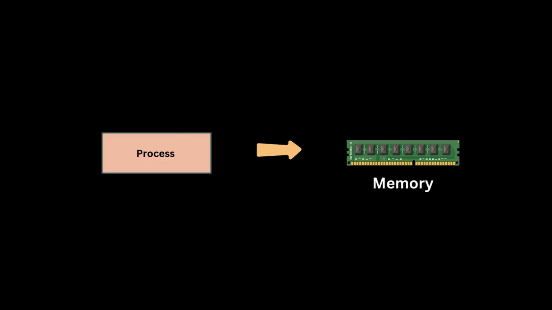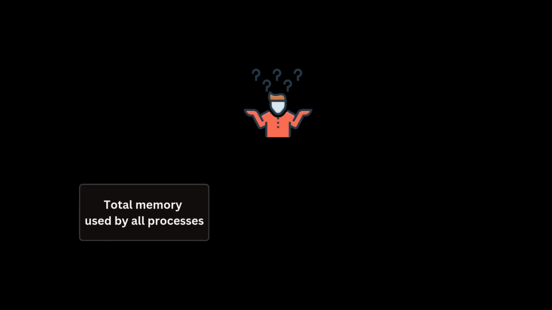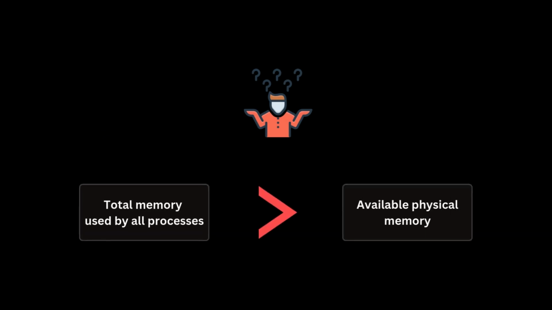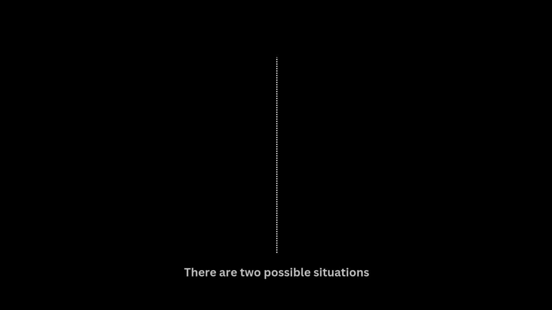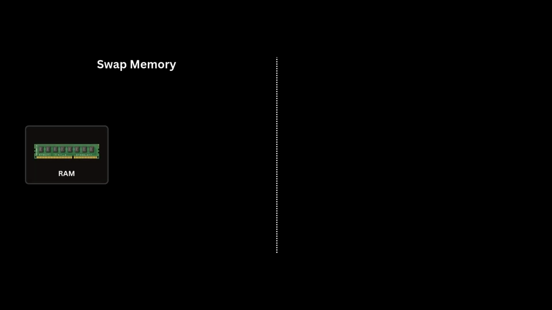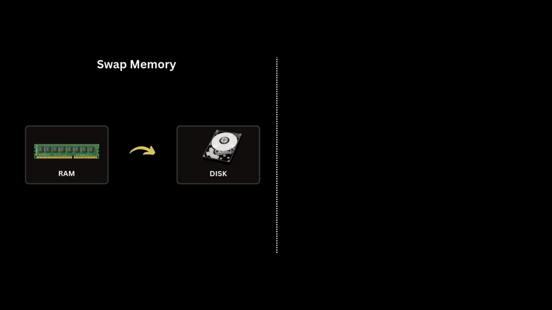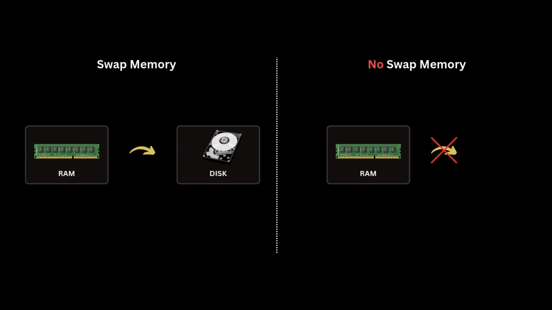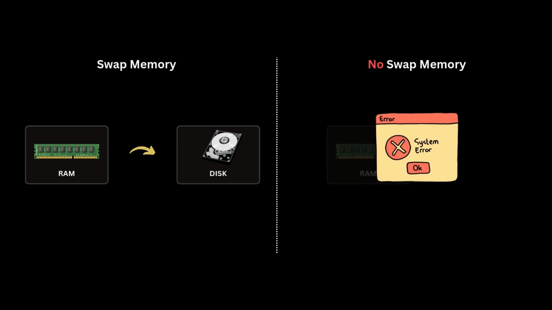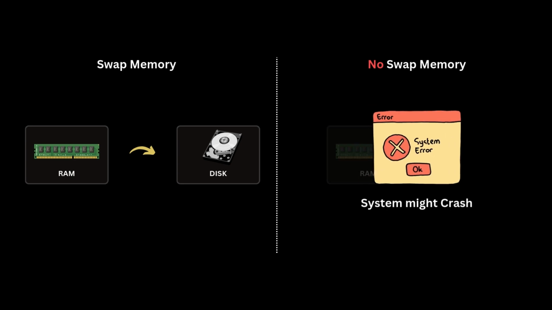Now, as each process uses up memory, what happens if the total memory used by all processes is more than the available physical memory? There are two possible situations. The first is using memory swap. The system moves some data from the RAM to the disk, using part of the disk as extra memory. The second is no swap memory. If there's no swap memory available, the system might crash because there's no more memory to use.